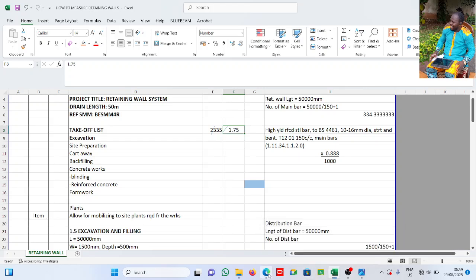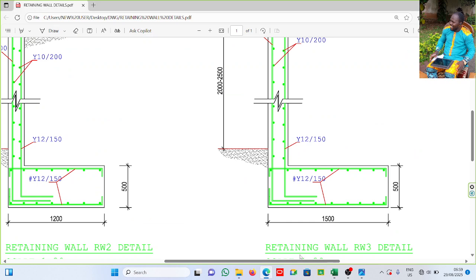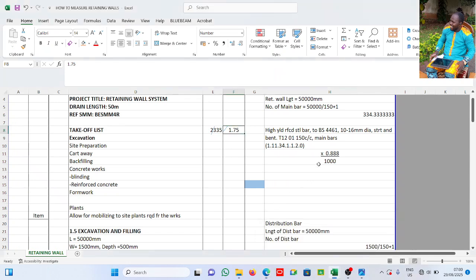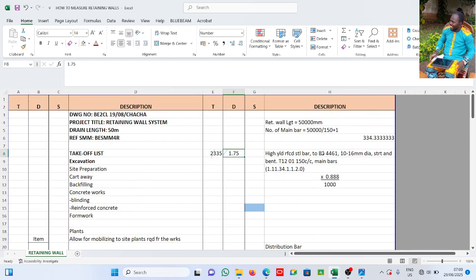Let me show something in the drawing. Now, you see the base here. This is the main bar. See the dotted lines? They are the runners. Alright, so this is what I have. Now, this is Y12. Let me put this here. This is in tonnes.